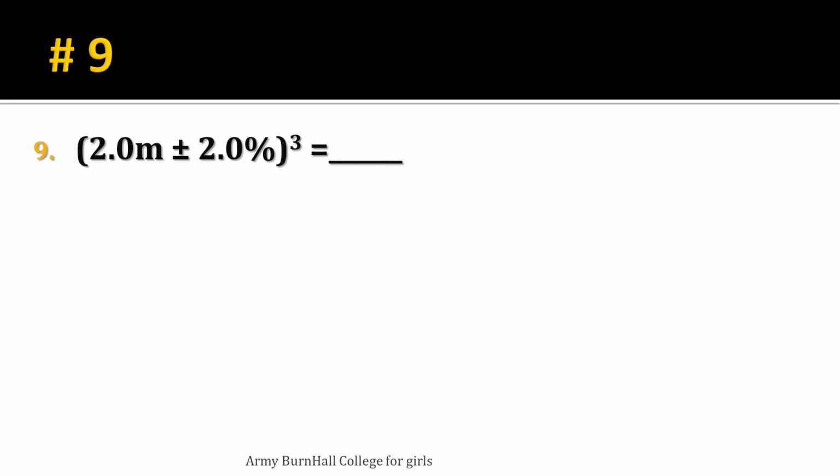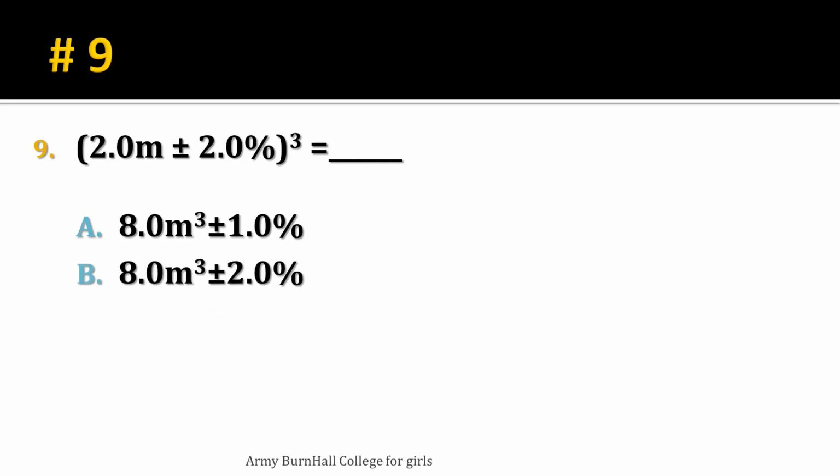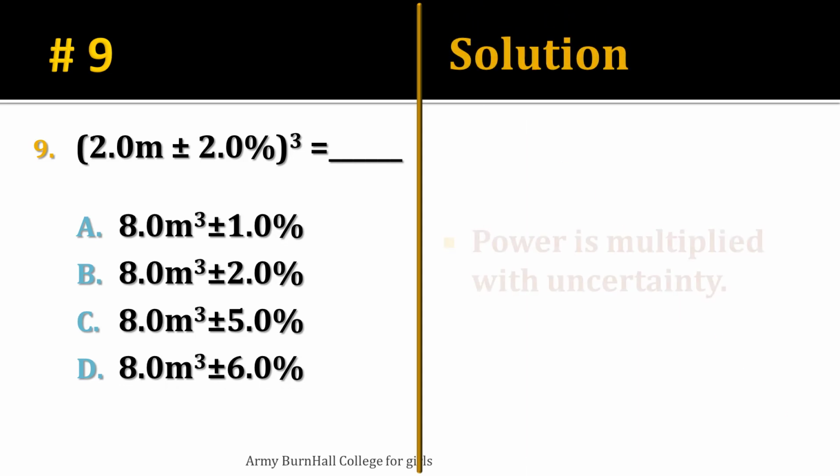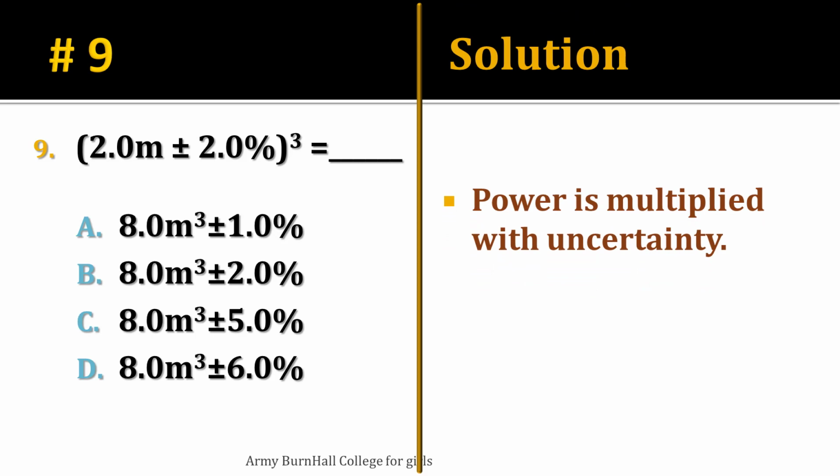Number 9, 20 meters plus minus 2% whole cube is equal to dash. Options: 8 meter cube plus minus 1%, 8 meter cube plus minus 2%, 8 meter cube plus minus 5%, or 8 meter cube plus minus 6%. Which one is the correct option? Again, we don't have to calculate all these things. We simply know one rule, that the power is multiplied with the uncertainty. So we will simply multiply this power with the uncertainty. 3 multiplied by 2 will give us 6%. So option D is correct, 8 meter cube plus minus 6%.